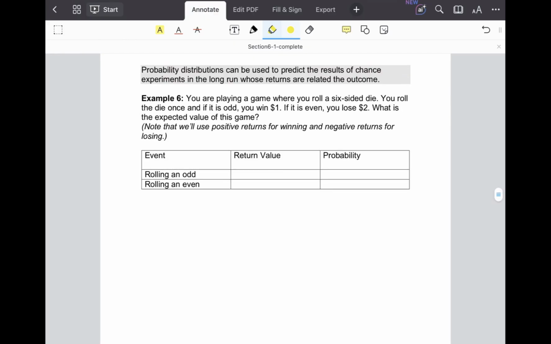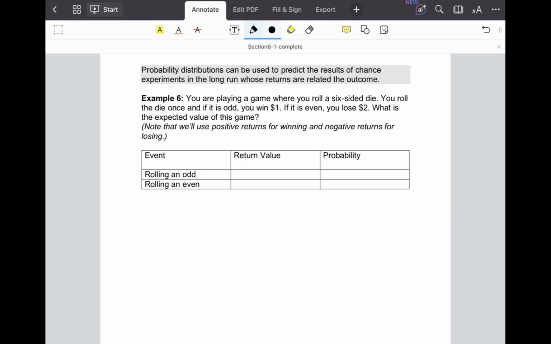So you're playing a game where you roll a six-sided die, you roll the die once, and if it's odd, you win $1. If it's even, you lose $2. And then what's the expected value of this game? Now, whenever we're losing something, if we're taking that perspective, we would use negative numbers for that return. If we're earning it, we use a positive number.